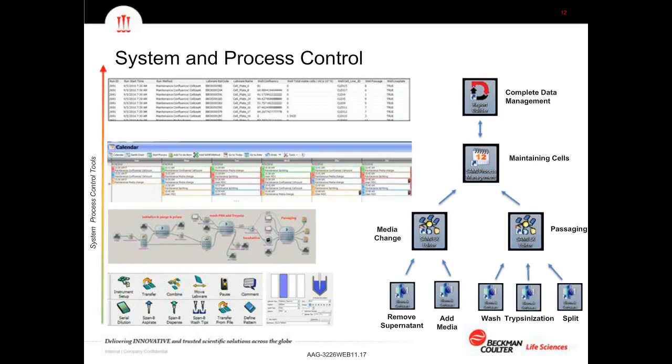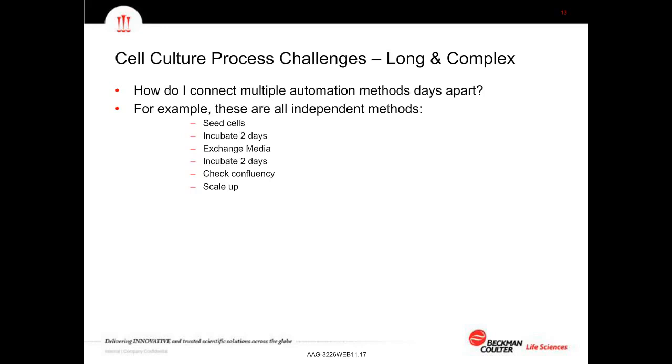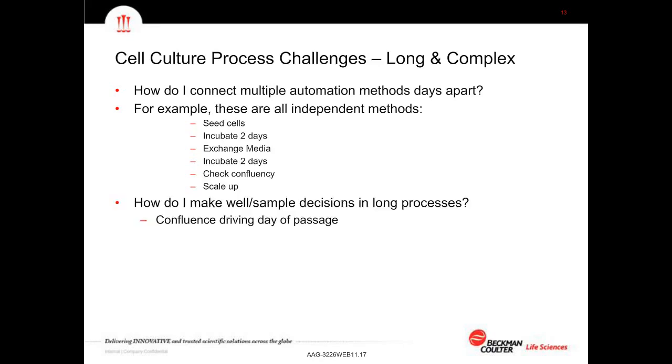So as we said before, cell culture processes present a challenge because they're long and complex. So, speaking in a bit more detail about process management and what that's doing, I'm going to ask some questions here. How do I connect multiple automation methods that are days apart? For example, these are all independent SAMI type methods. These are all independent daily tasks: seeding cells, exchanging media, and checking confluency, each spread apart by a 2-day incubation before we maybe then make a decision about going into some kind of scale-up. How do I make well or sample-based decisions within this process? Confluency very often drives the day that we actually passage those cells.